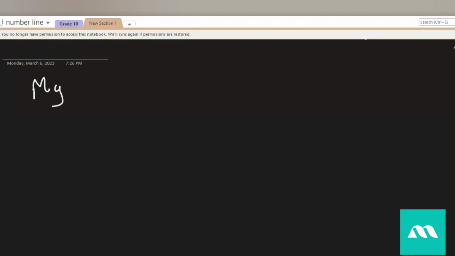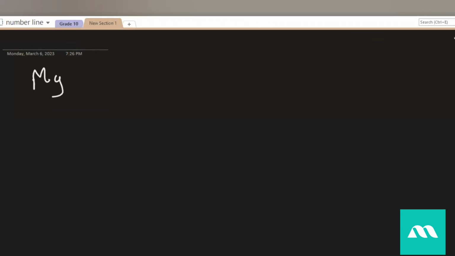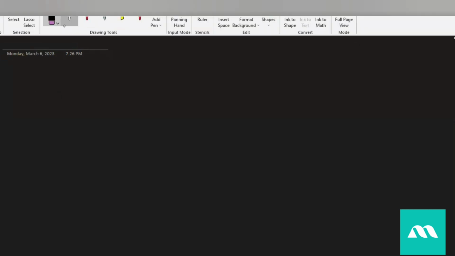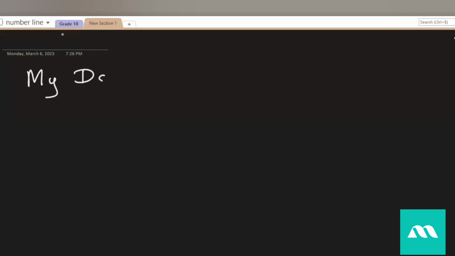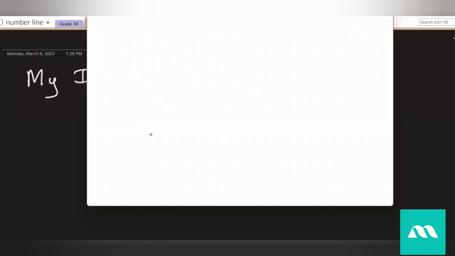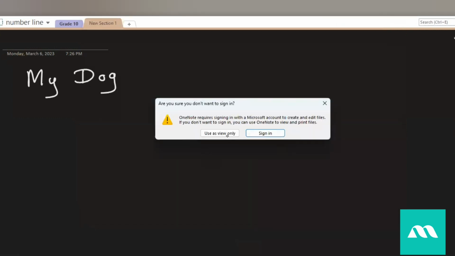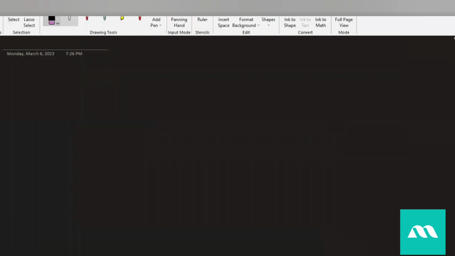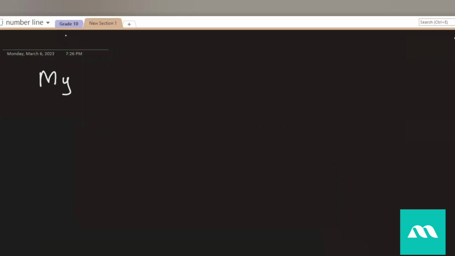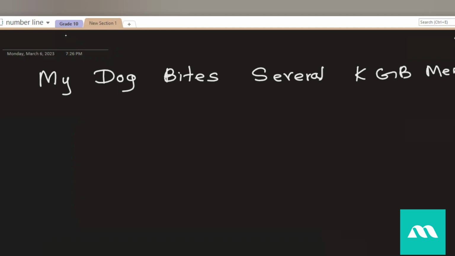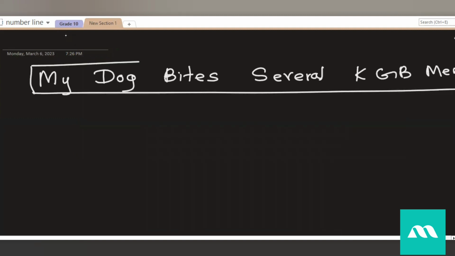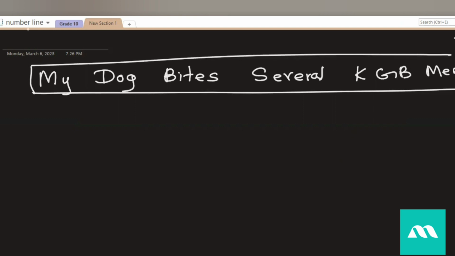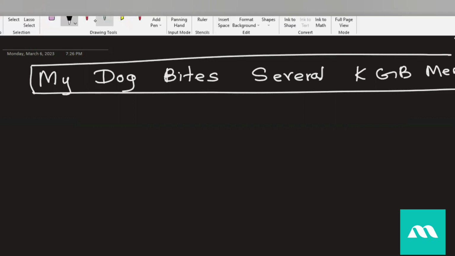My dog bites several KGB men. Okay, this is the sentence that you have to remember the prime numbers. Okay, then look at what are the numbers given by this sentence.